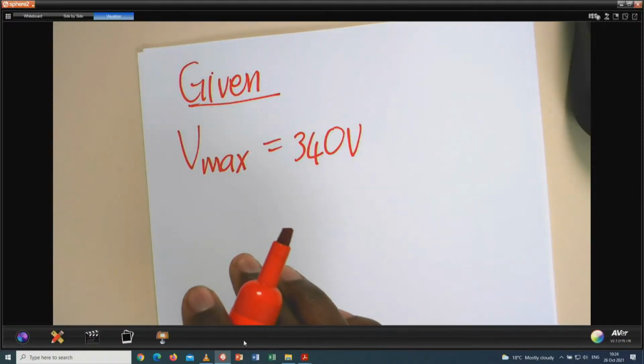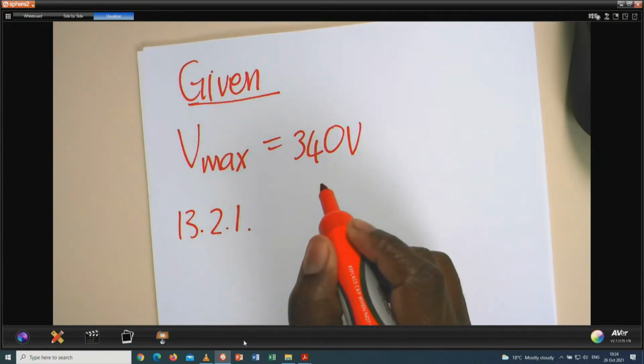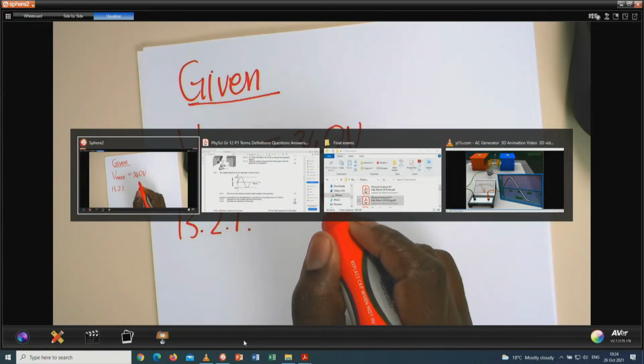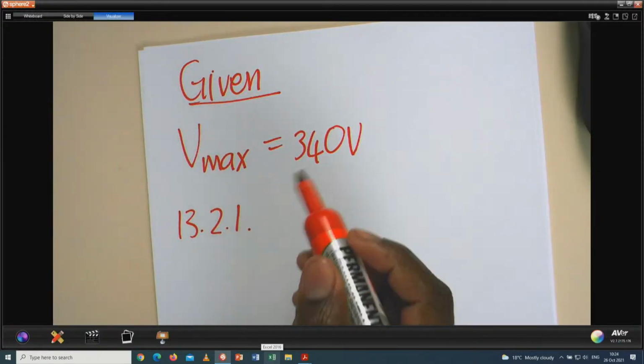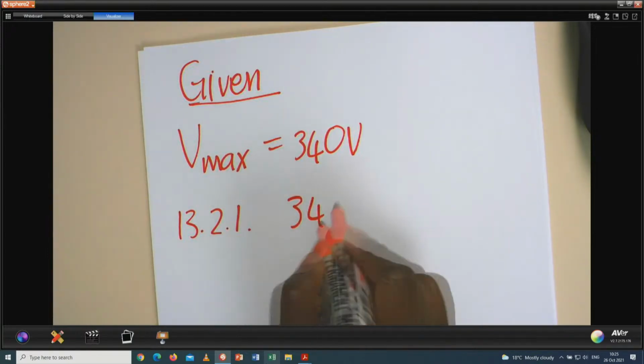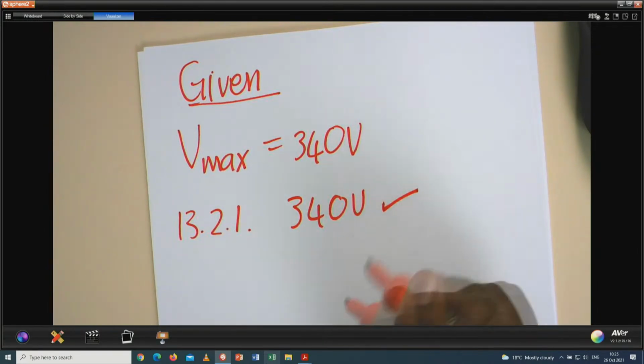From this question, we can see that the peak voltage that we're given is 340. Then 13.2.1. The question is saying write down the maximum peak output voltage. From your interpretation, you already said that the maximum or your peak voltage is 340. So that means your answer there is 340 volts. And then you get your 1 mark.